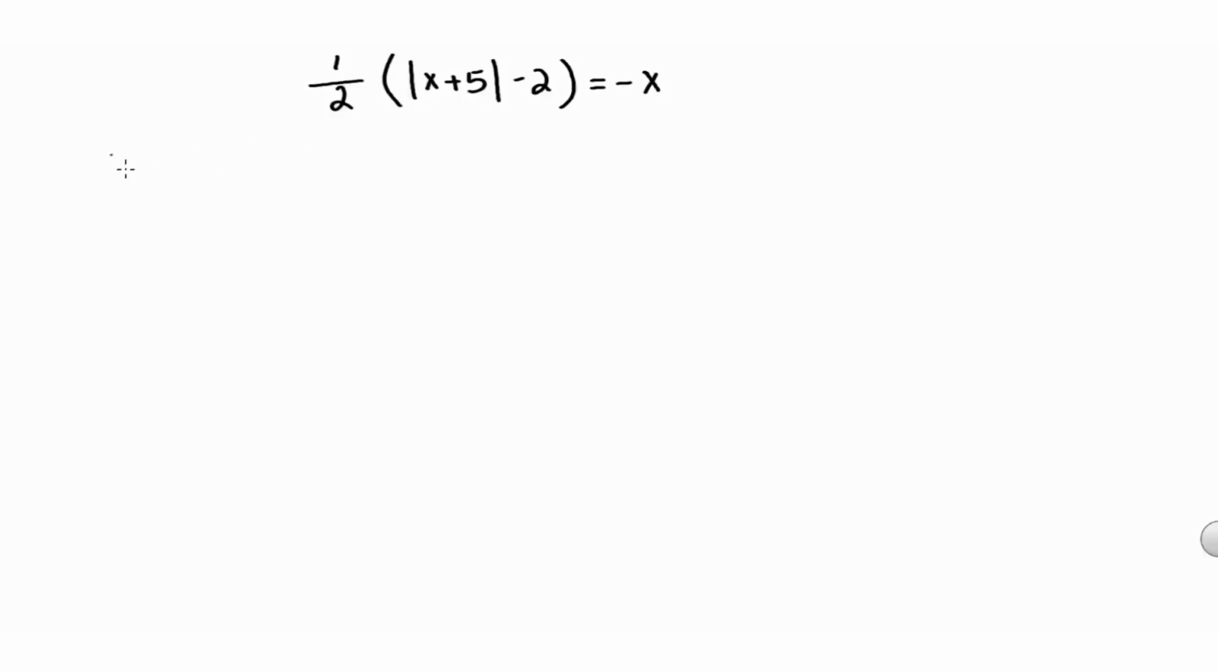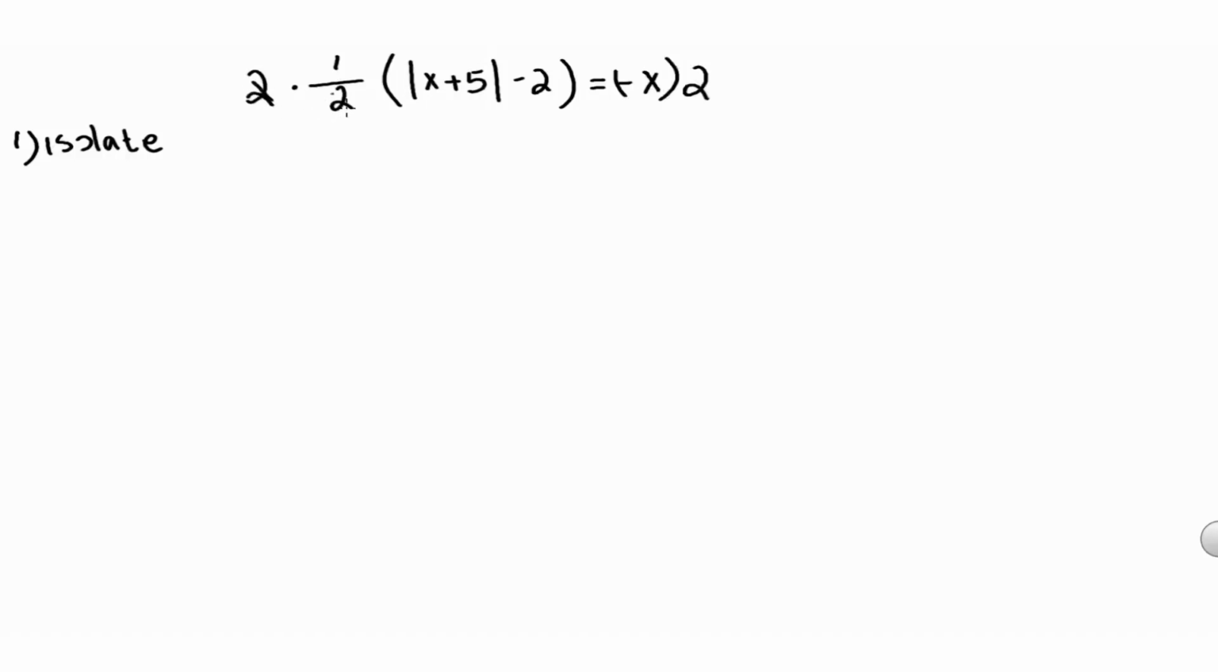Okay, so here is another example of solving for an absolute value. And again, first thing I need to do is make sure that I isolate my absolute value term on one side of the equation. So I have a fraction here and I have a minus 2 here that I'm going to move everything to this side. And I will begin by multiplying everything by 2.